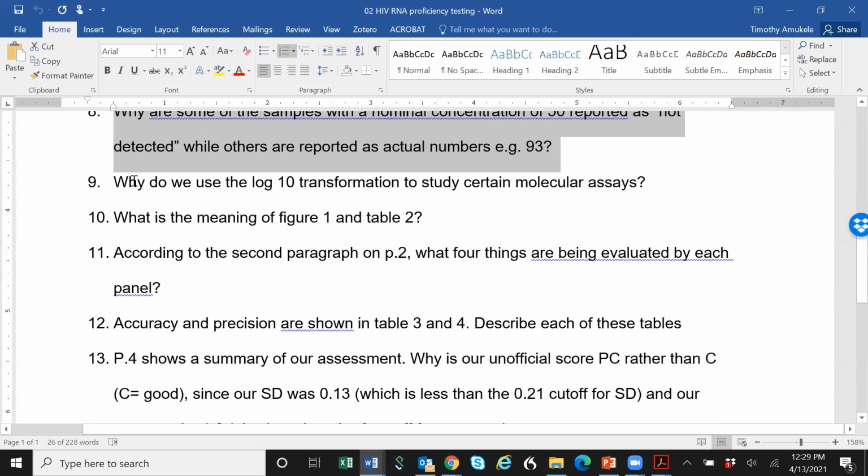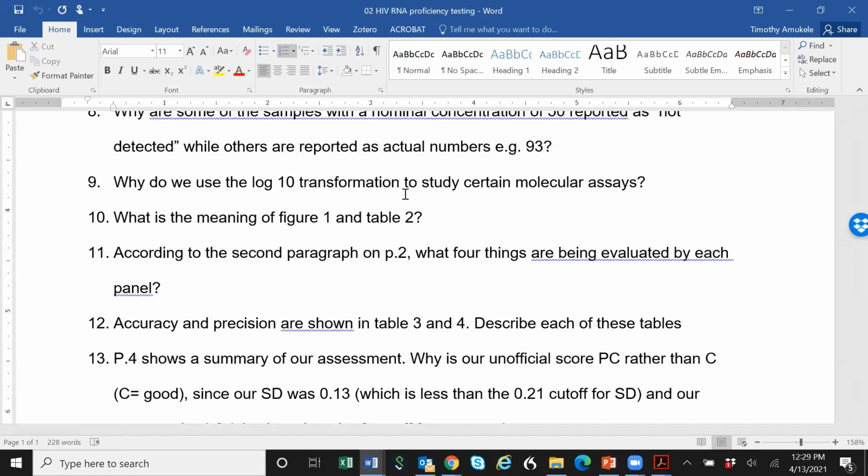So it says, why do we use log 10 transformation to study certain molecular assays? And the answer is because molecular assays tend to have much less precision than say a chemistry assay. And log 10 allows us to compare our results in a more meaningful way. Because if I get a result of 1,700 and someone else gets a result of 1,200, clinically there is no difference. But those numbers are very different. So one way to correct for that with a lot of molecular assays is we use the log 10 results.